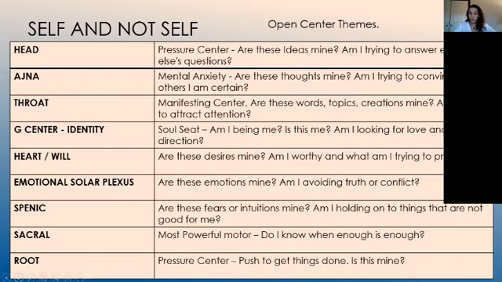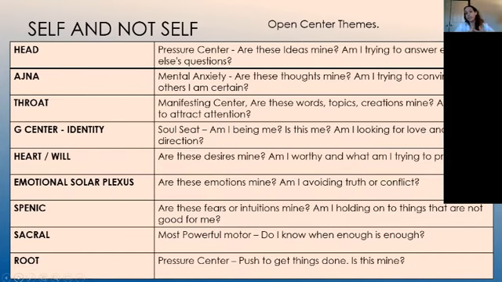If your head center's defined, it means that you have a set way of communicating with the universe. You have a set way in which you receive information. You have a set way in which you get ideas and inspirations. And the really cool thing about that is that when you go out into a group, you're less likely to get swayed or pulled by other people's ideas.